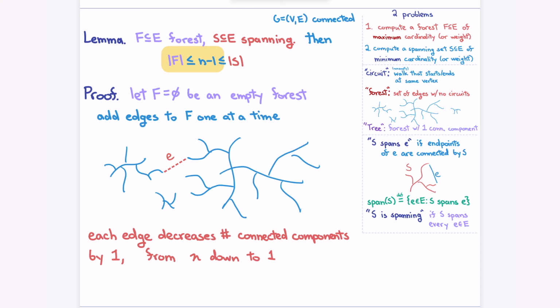One way to prove this is to start with an empty forest and just count the number of connected components in the graph. First, there are no edges, so you have n connected components. All the vertices are on their own. One by one, you add an edge, and each time you connect two different connected components, because you're not creating a cycle. So the number of connected components goes down by one. You start at n, you end at one. You can only add n minus one edges.